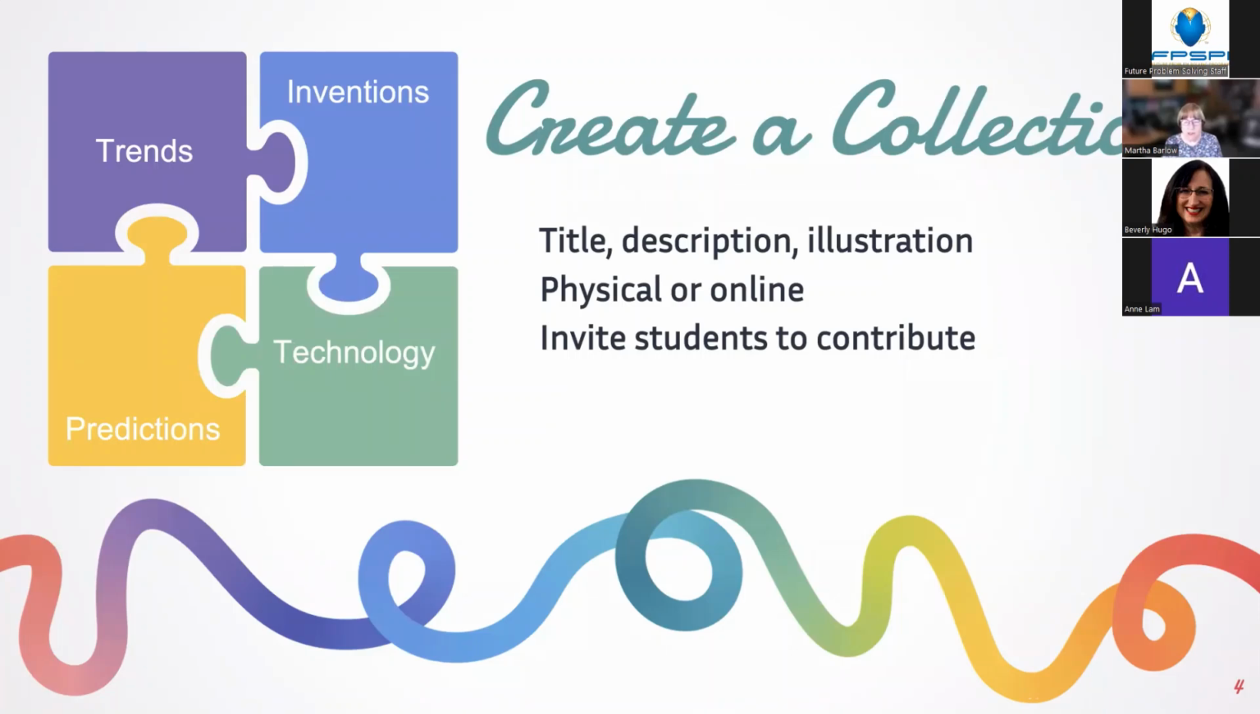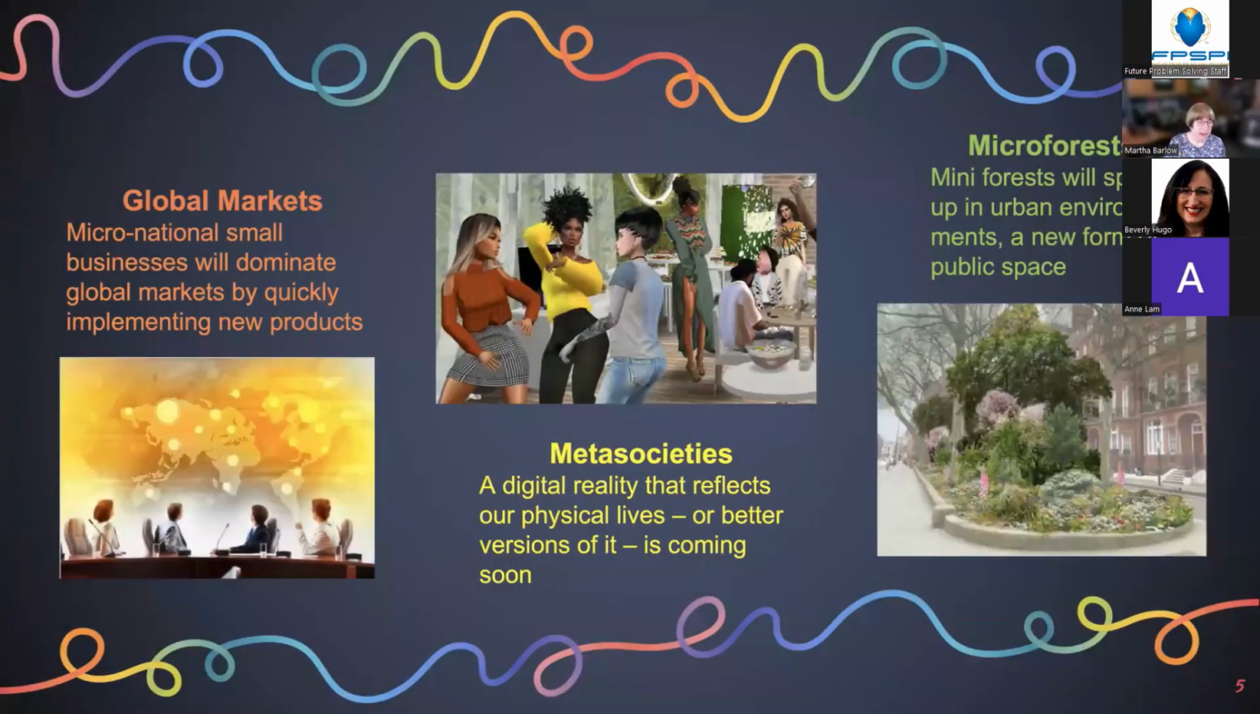I mean, if you were in classrooms with kids, it could be a physical collection, but it might also be an online type of collection, in a Google Doc or whatever you're using. You're looking for trends and inventions, predictions, technology. So here are some examples that might be in a collection.